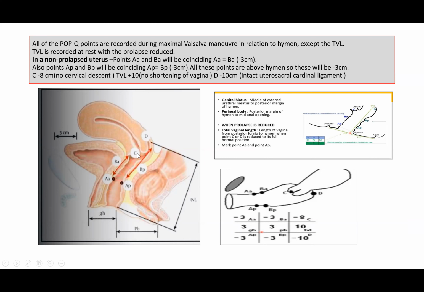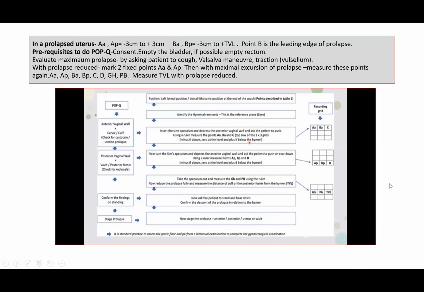BA and BP, and also C and D. Okay. And also we need to measure genital hiatus and perineal body when there is maximum prolapse. And always remember that total vaginal length is measured with the prolapse reduced.